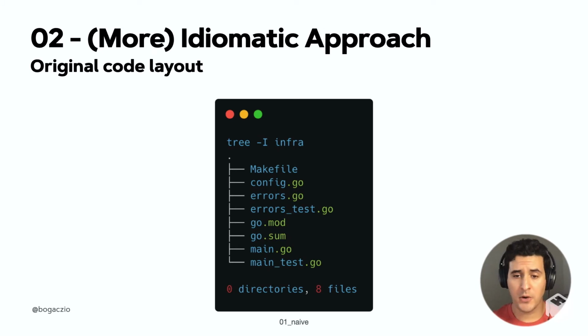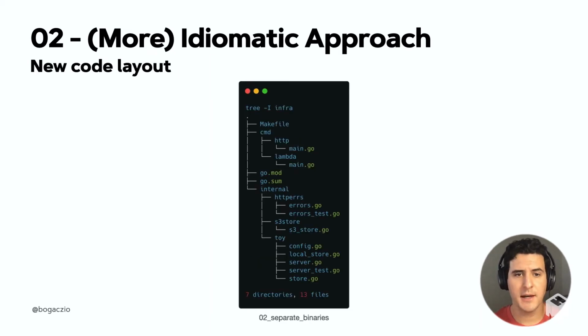So this is like the original code layout that I was talking about. As you can see, everything's just at the package root. And in this new, more idiomatic approach, there's obviously more files, but they're also more organized. Everything under cmd is idiomatic Go project layout. Each directory under cmd is a separate binary. Everything under internal is shared code that can be called by other members of the repo.